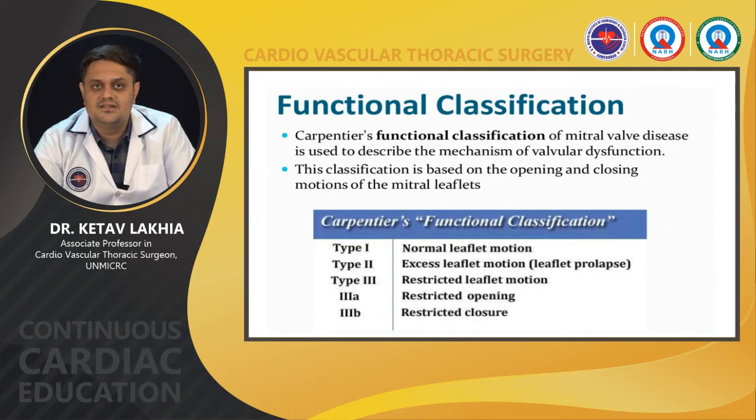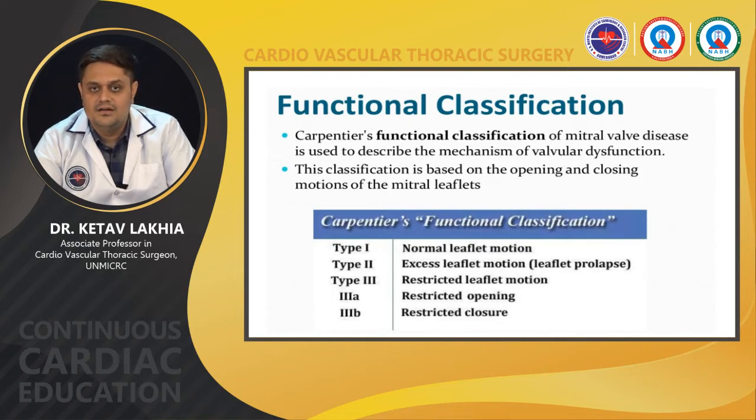Here we will now discuss the functional classification of mitral regurgitation. Carpentier has given a functional classification of mitral valve disease, which is used to describe the mechanism of valvular dysfunction. Now this classification is based on the opening and closing motion of the mitral leaflets. It is divided into three types: type 1, type 2 and type 3. Type 3 is further subdivided into 3A and 3B.